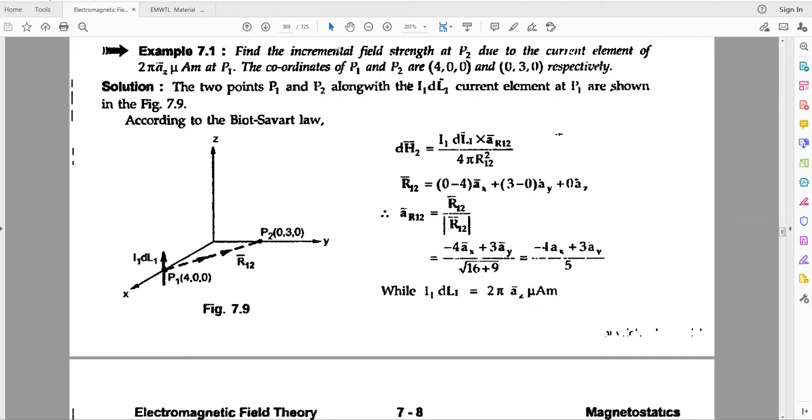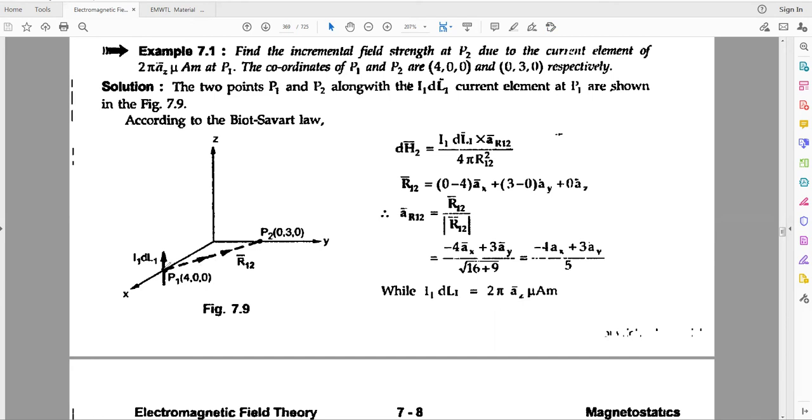And the element here, find the incremental field strength at the P2 due to the current element given, 2π AZ bar microampere meter at the P1. See that P1 and P2, the points: X value is 0 and Z value is 0, means a point on the Y axis, that is 0 3 0 here. Z axis and the Y axis, and here it is the X axis. And 4 0 0 means a point on the X axis, remaining Y and Z are 0.